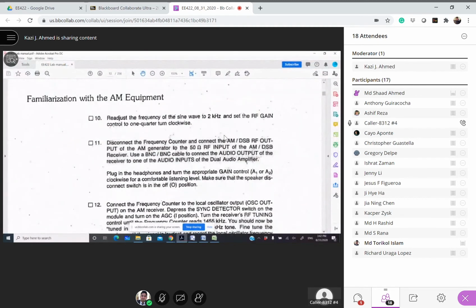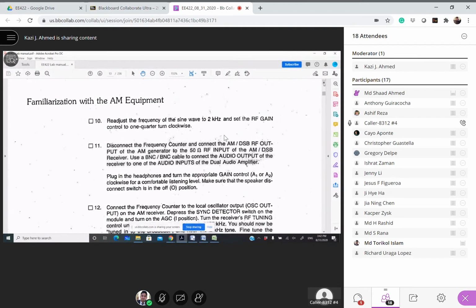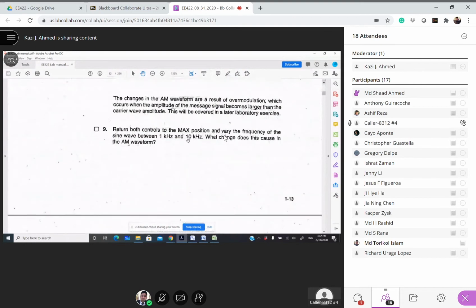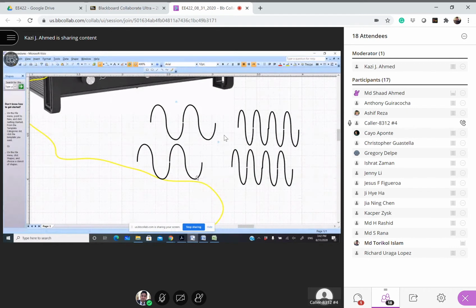Then readjust the frequency of the sine waves to 2 kilohertz and set the RF control to 1/4. So this is just setting. Again, we play with the message signal and see from 1 kilohertz to 10 kilohertz. What does it look like? It looks something like this. So maybe let's do this. We can at least have a sense of what's going on, and try to imagine the thing is in between. Here you have all the oscillation, and here you have all the oscillation.